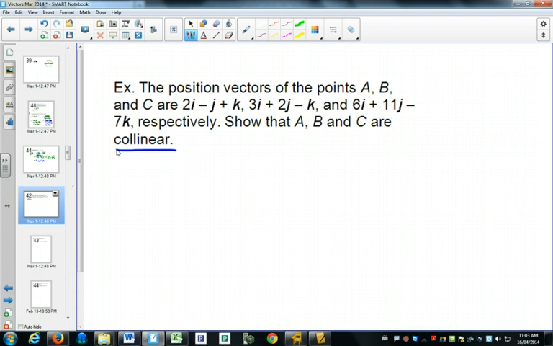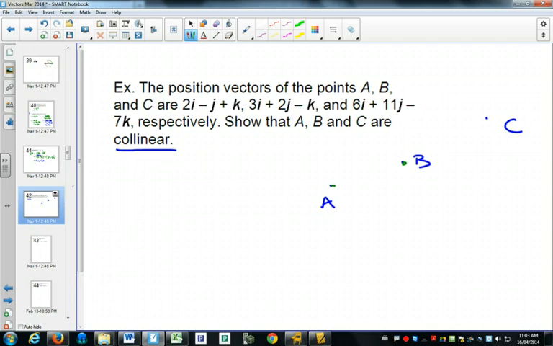Okay. They share lines. So we got A, B, and C. Do you think these are collinear? Do they look like they share lines? All of them? All three of them? Two of them do, but not all three of them. How about if I take that and put it over there? If they're all on the same line, that's what collinear means. So we want to show that they're all on the same line.